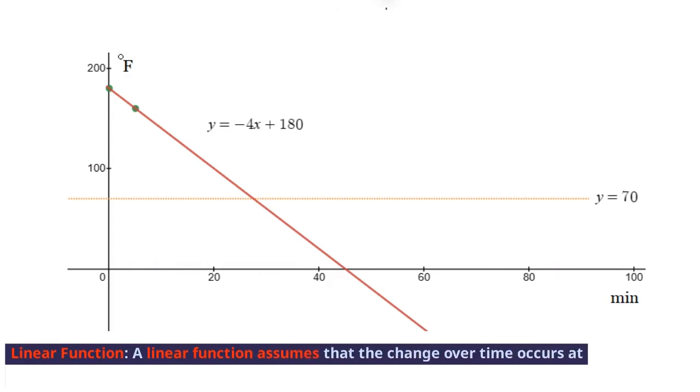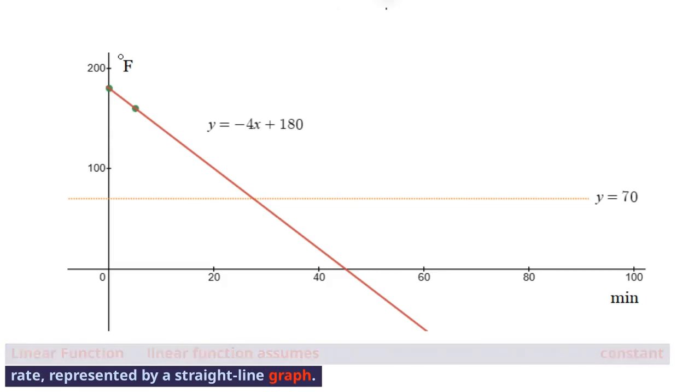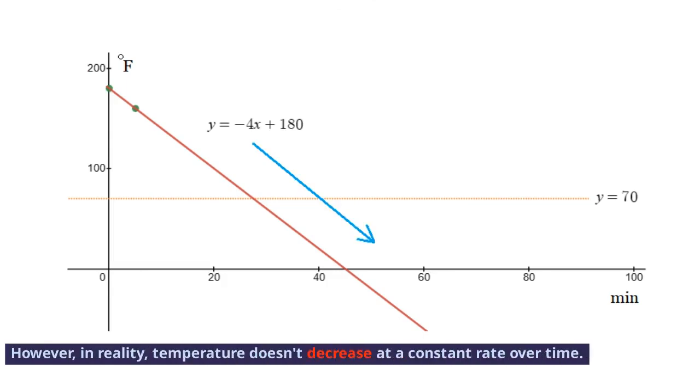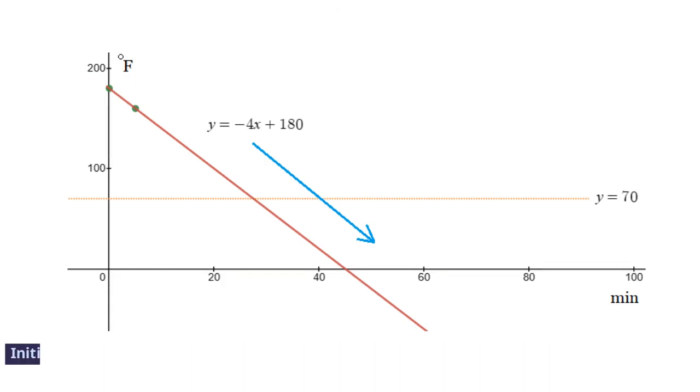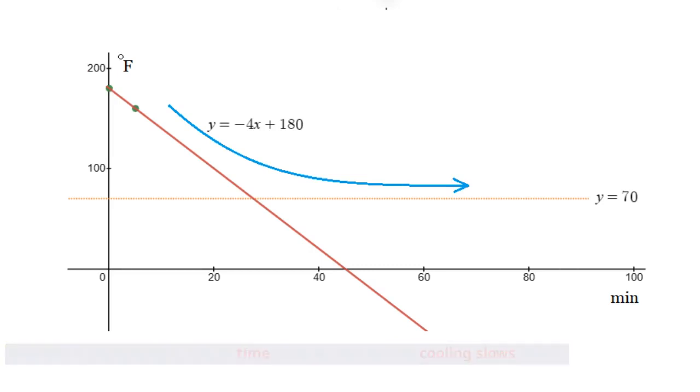Linear function. A linear function assumes that the change over time occurs at a constant rate, represented by a straight line graph. However, in reality, temperature doesn't decrease at a constant rate over time. Initially, it cools rapidly, but as time goes on, the rate of cooling slows down.